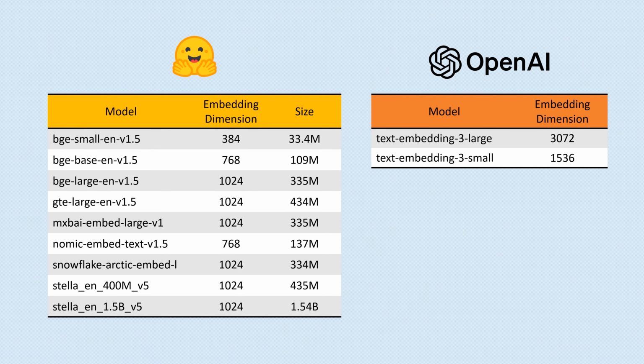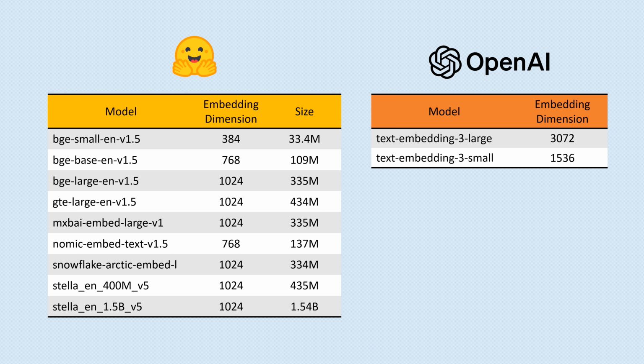Here are the embedding models that we'll be covering in this video. Among them, BGE-small-en is the smallest model with 33.4 million parameters and embedding dimension of 384. On the other hand, Stella 1.5B En is the largest model with 1.5 billion parameters and default embedding dimension of 1024.